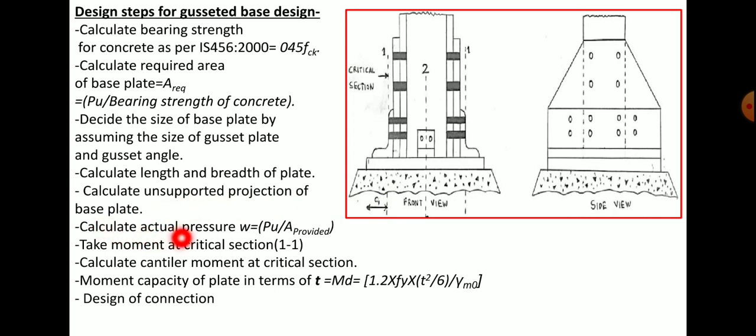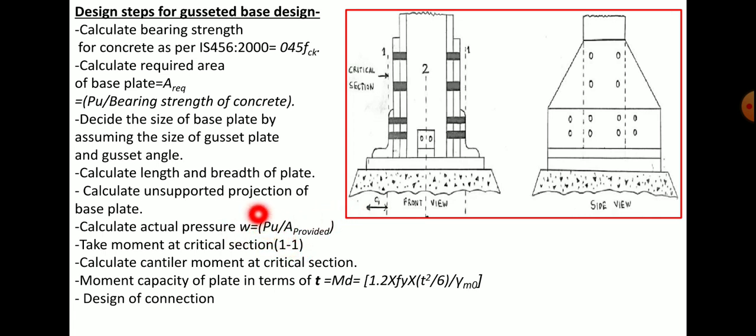So calculate actual pressure, that is load divided by area provided. Take moment at critical section. So moment is going to be your cantilever moment. For cantilever moment, actual pressure is acting as a UDL, uniformly distributed load. So cantilever moment is W into distance square divided by 2. Here the distance is your C value. Suppose that is the projection beyond your support, so we'll call this particular distance your C distance. So your moment for cantilever when UDL is acting is W into C square divided by 2, correct. So that will be the critical moment for this section.